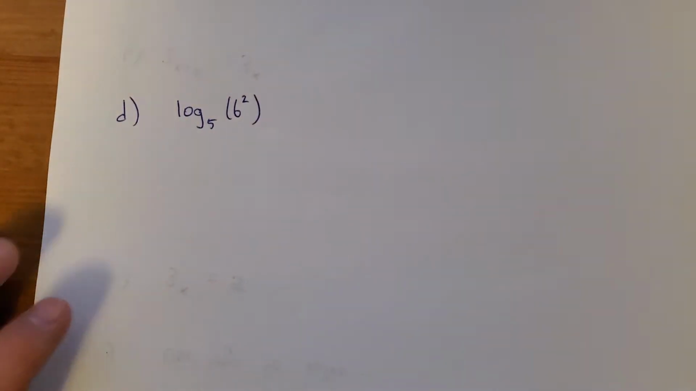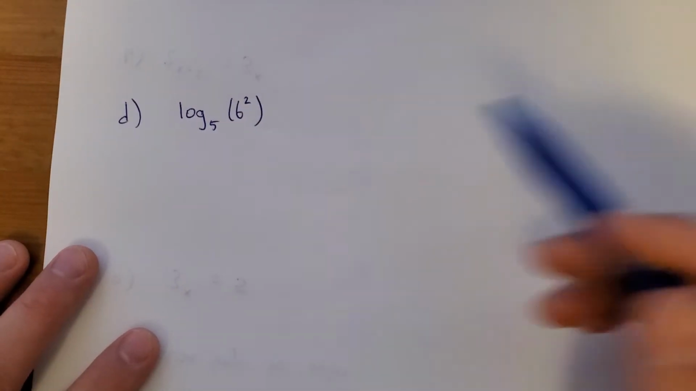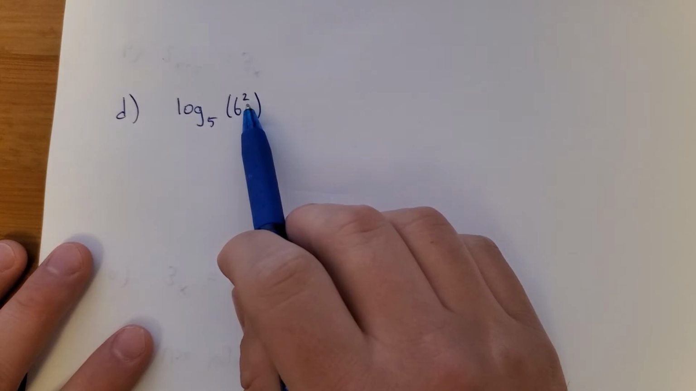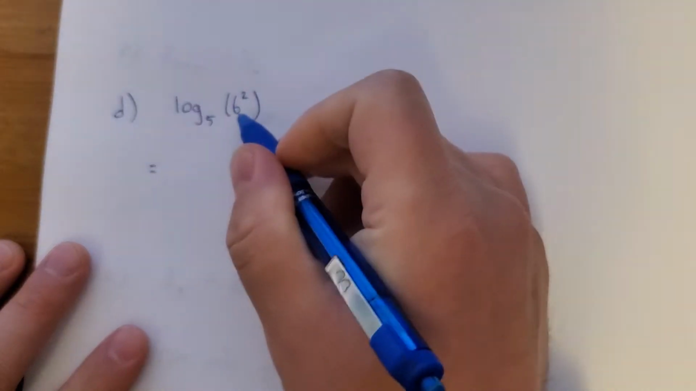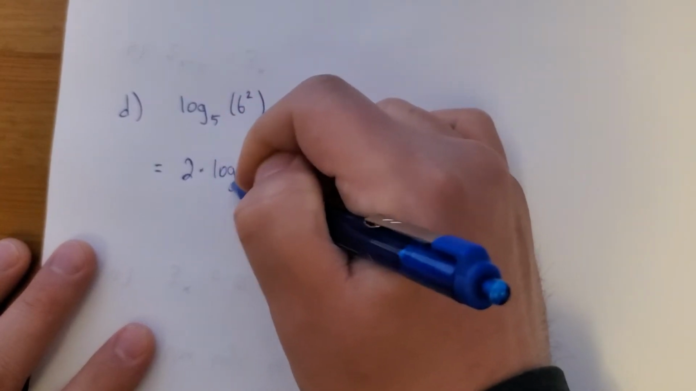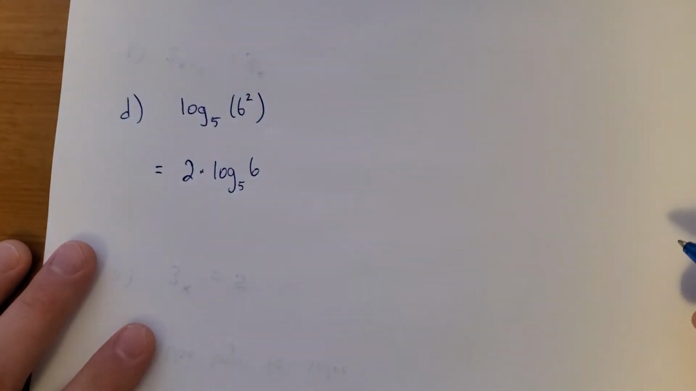All right, I got another one here. There's two ways you can do this, and it doesn't matter what you want to do. I just wanted to show you one with an exponent. If you have an exponent inside a log, you can pull it out. This becomes 2 times log 6. Okay.